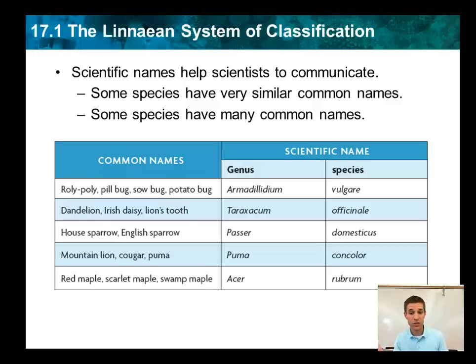Its scientific name is actually Armadillidium vulgare. And notice you have a genus and a species name, two names. So you could say this name to anybody in the world, any scientist in the world, and they would know exactly what you're talking about. Other examples here are the dandelion, the house sparrow, the mountain lion, and the red maple. Notice the genus is always capitalized, the specific descriptor is always lowercase, but there's always two words for these binomial names.